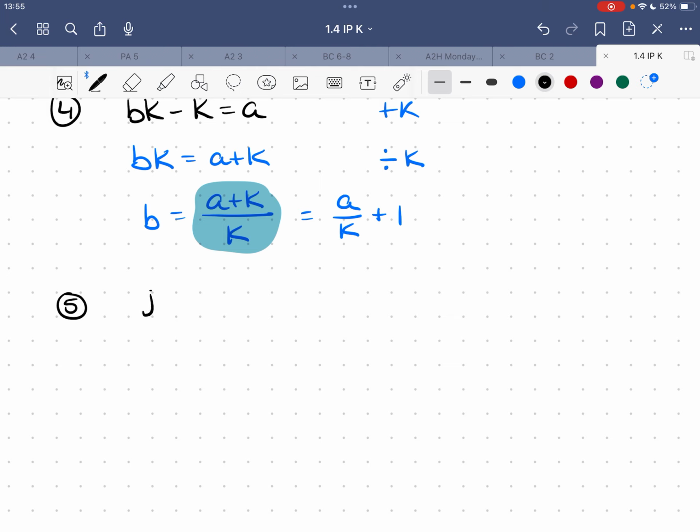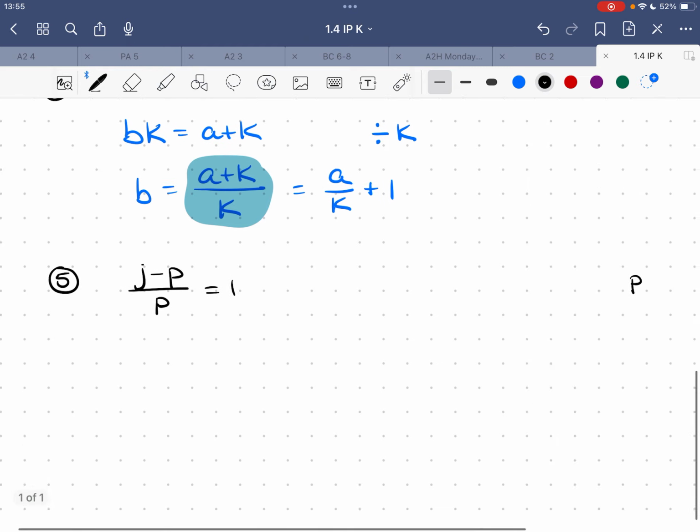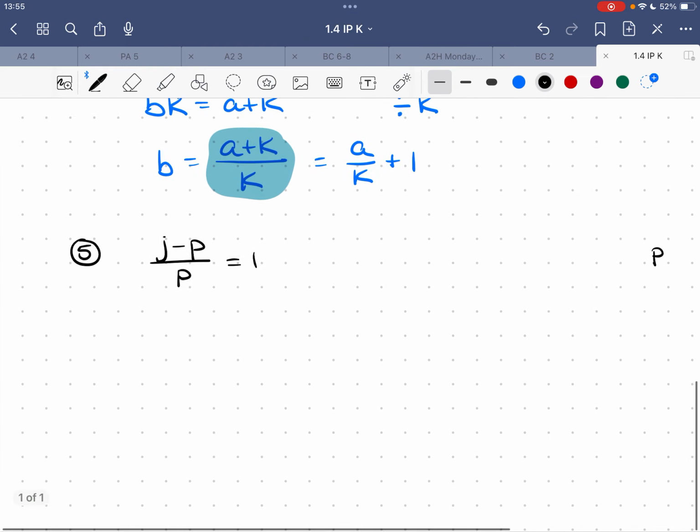So, okay, 5g minus p over p equals 1, and we are solving for p. Whenever we have fractions, I think the easiest thing is to first get rid of the fractions. In this case, I'm going to multiply by p both sides. And then on the left-hand side, the p over p disappears, so I get 5g minus p equals p.